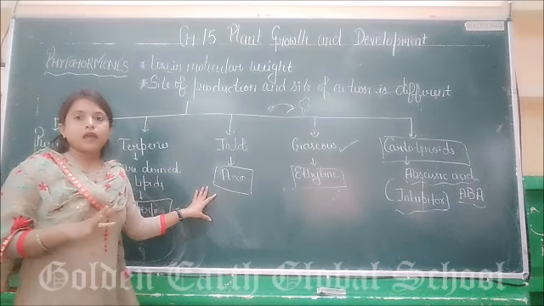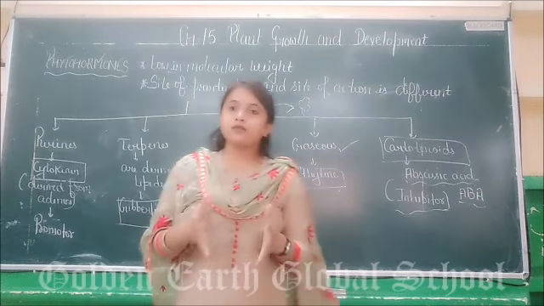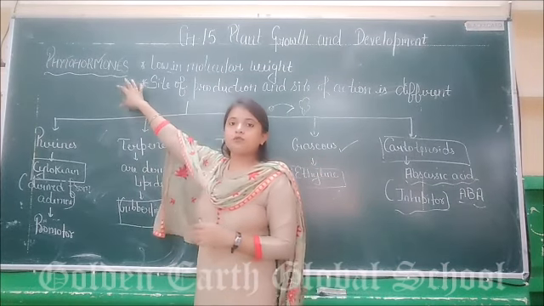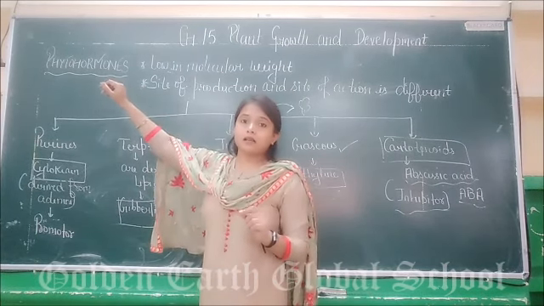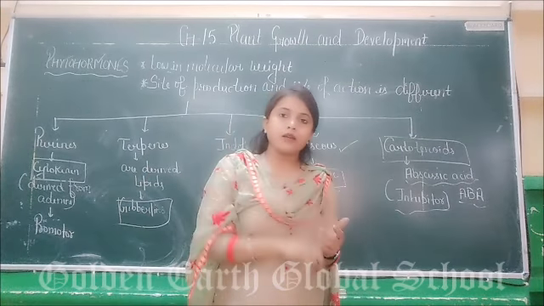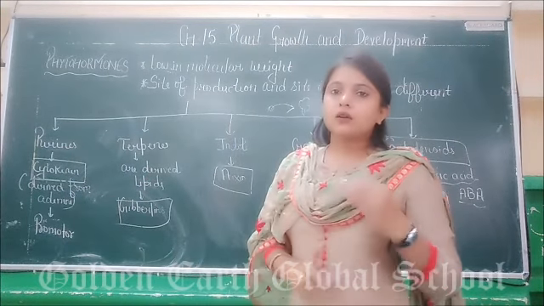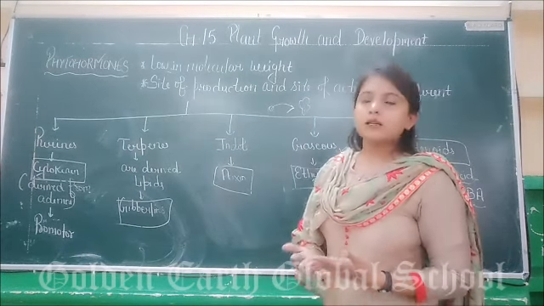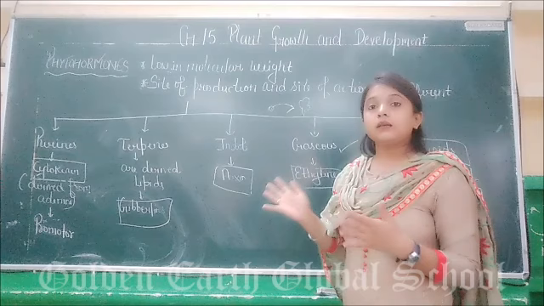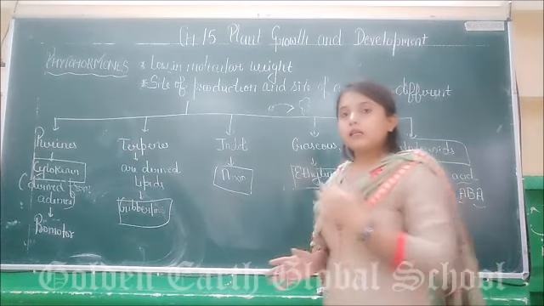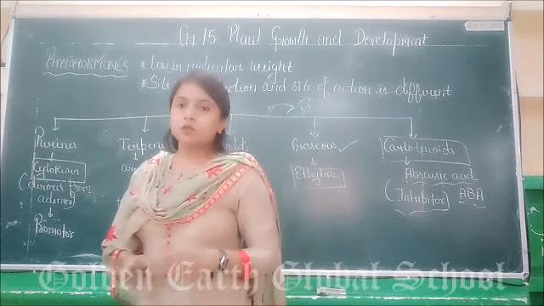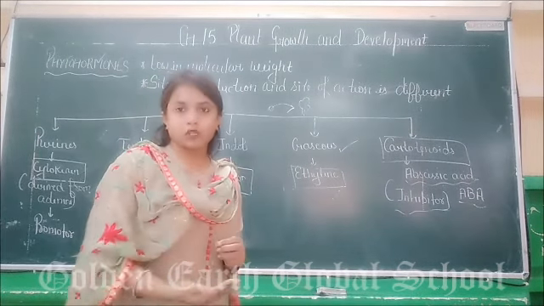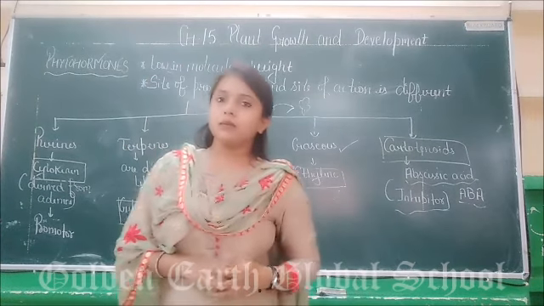Next, we are having the 5 categories, right? Broadly, the phytohormones are categorized into 2 categories. One is the plant growth promoting hormones, which are going to promote the growth of the plants, and the other is the inhibiting hormones, which are going to inhibit the growth of the plants, right? So basically they are categorized into 2 general categories: the growth promoting hormones and the growth inhibiting hormones.